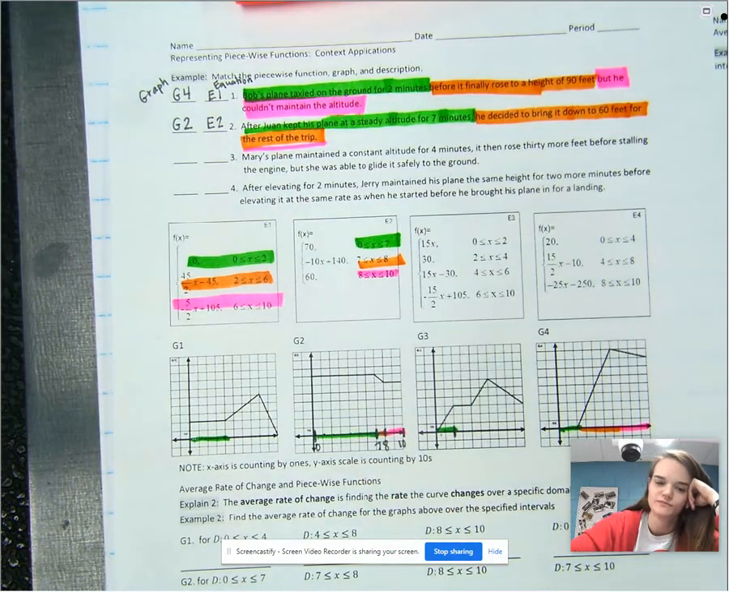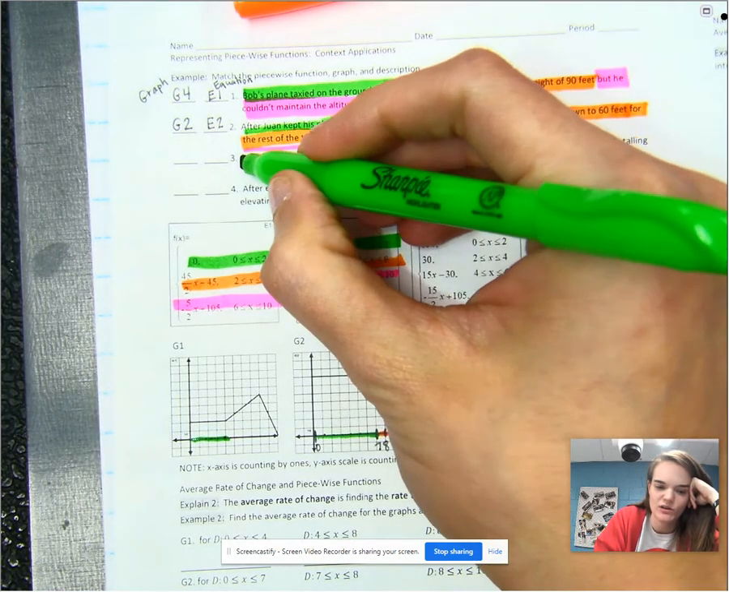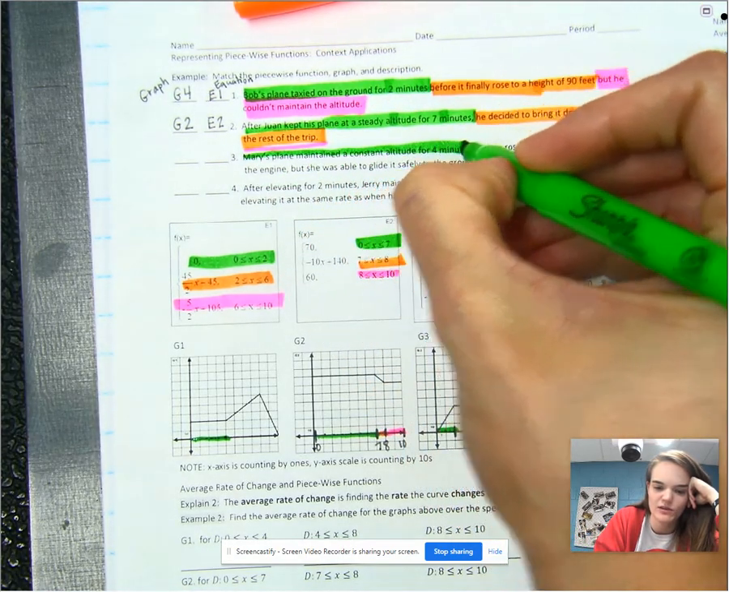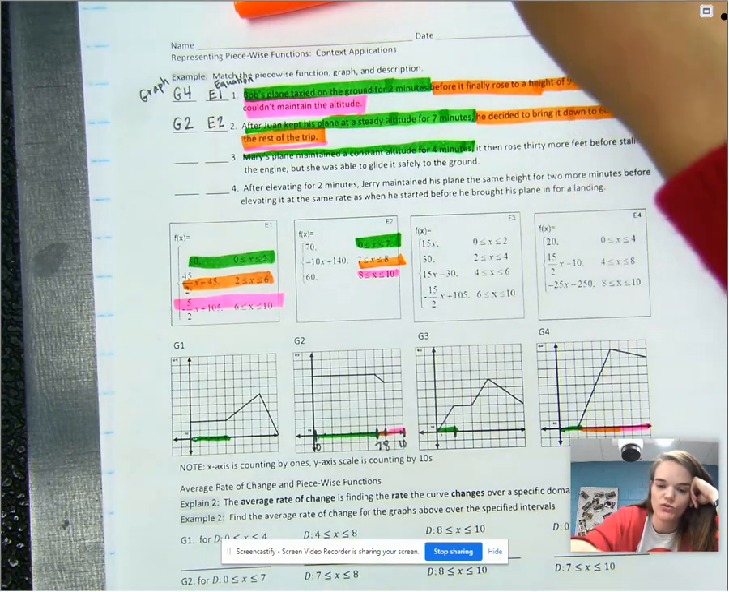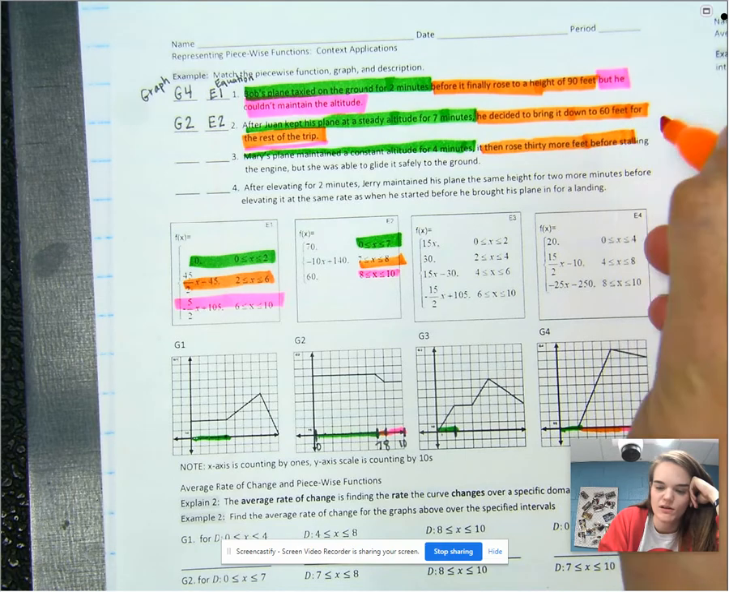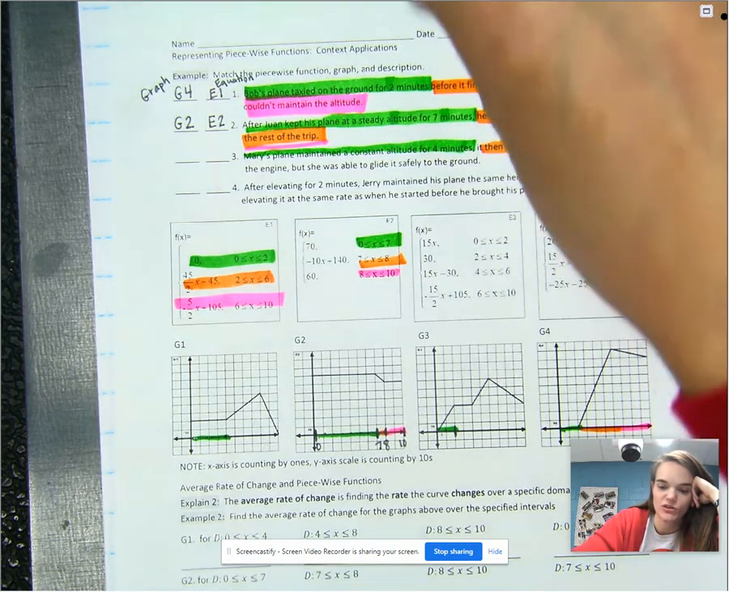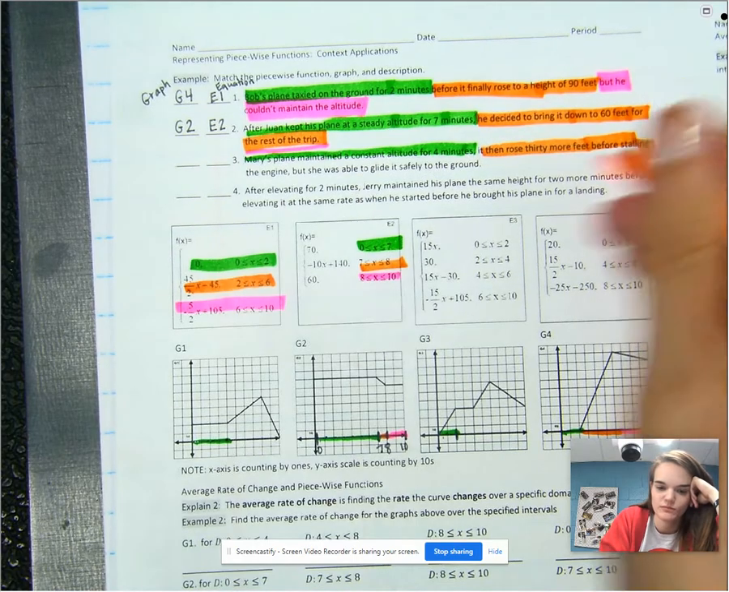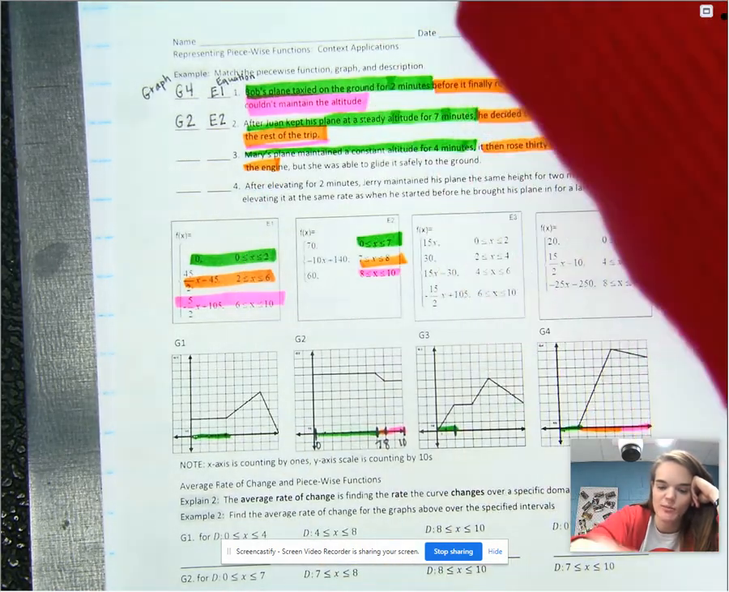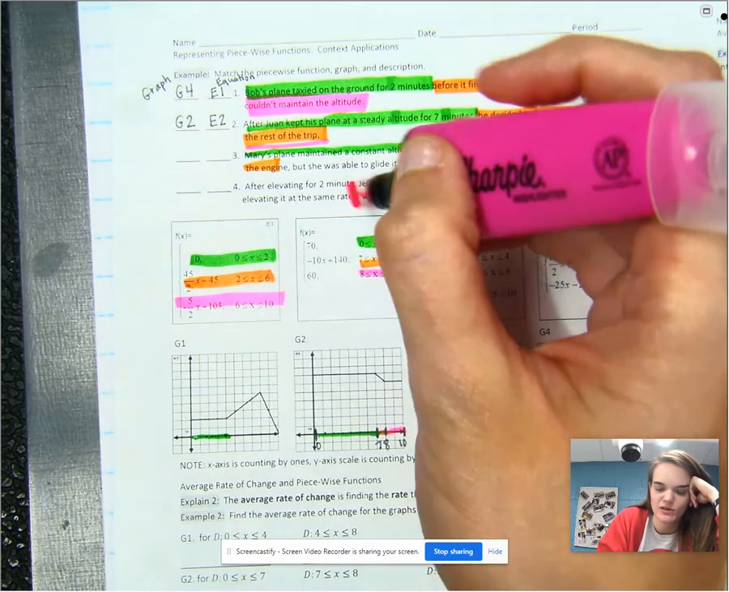Number 3. Mary's plane maintained a constant altitude for 7 minutes. It then rose 30 more feet before stalling the engine. So the engine stalled. But she was able to safely get it on the ground.